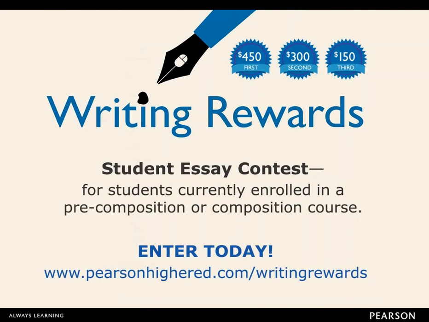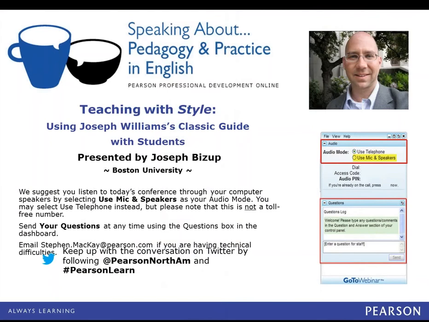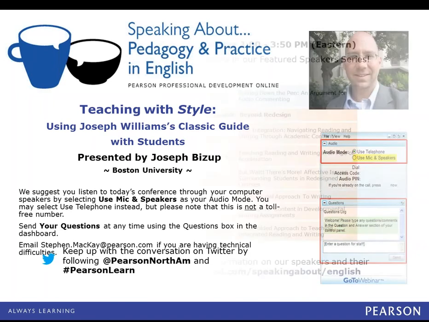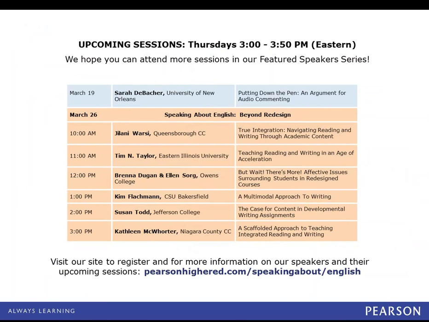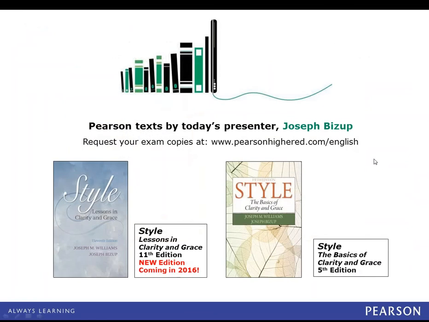I'm going to tell you a little bit about Joe before I turn things over to him. He's an associate professor of English at Boston University, and there he directs the College of Arts and Sciences writing program. You probably know Joe, or at least know his work. His professional and research interests include writing program administration, writing pedagogy, writing in the professions, and of course, approaches to argument and to style. He's the author of a good number of books, including this textbook he's going to be talking about today, Style: Lessons in Clarity and Grace, the 11th edition, which he has edited. It was, of course, Joseph M. Williams' famous book. He's also taught and directed writing programs at Columbia and at Yale. So we're just thrilled that he's willing to share with us today his insights. The title of his lecture is Teaching with Style: Using Joseph Williams' Classic Guide with Students. And Joe, if you're ready, I'm ready to turn things over to you.